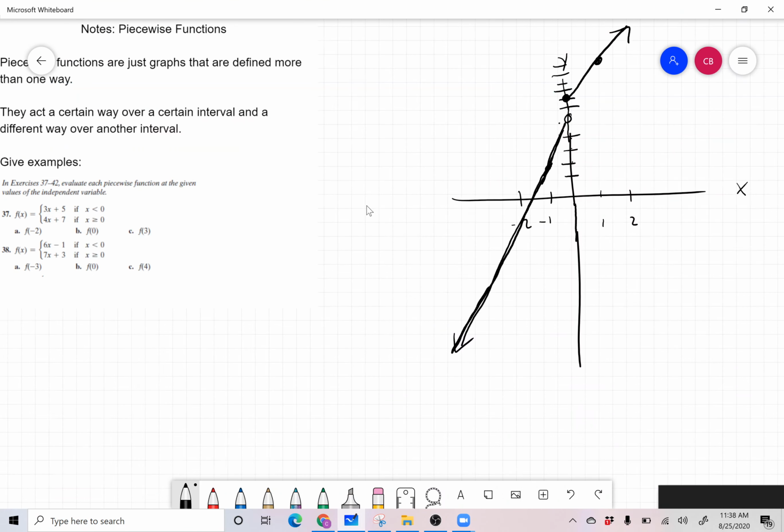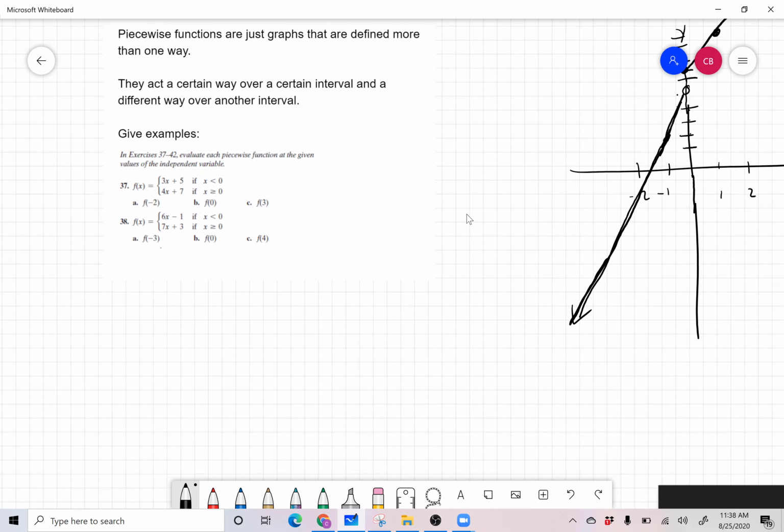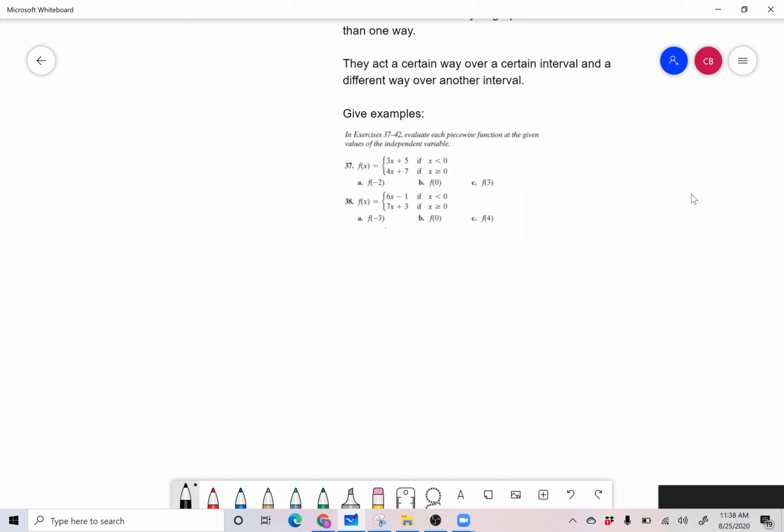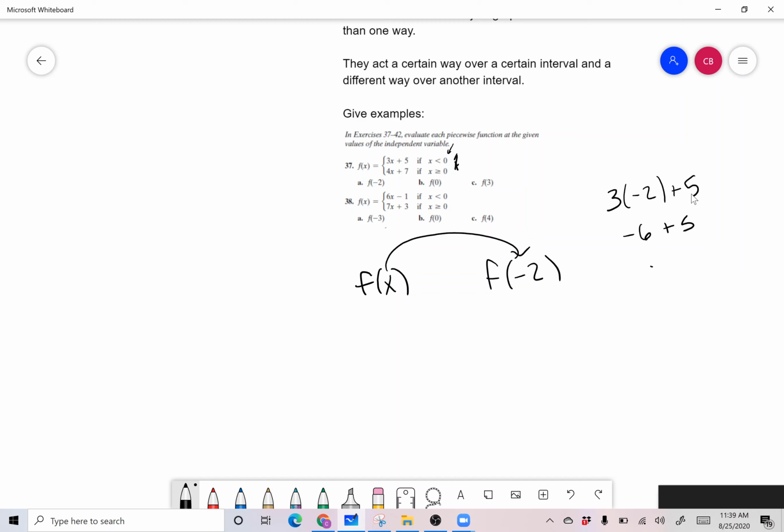Let's look at another one. Let's look at some points now. Let's go through this and evaluate some of these. So if I say f of -2, what am I saying? I'm saying f of x, but I'm looking at f of -2. So what have I done? I've replaced this x with -2. Well, which one of these has negative 2 in it? Well, where x is less than 0. So that's the one I'm going to plug this into. I'm going to do 3 times negative 2 plus 5, which is negative 6 plus 5, so f of negative 2 is equal to negative 1.